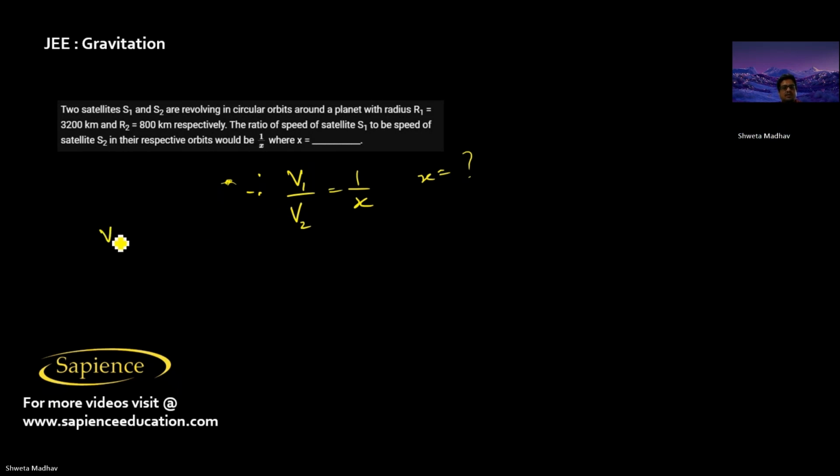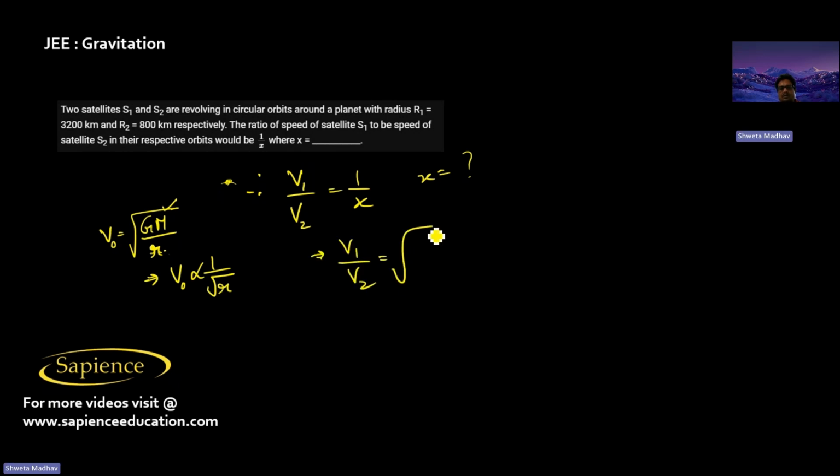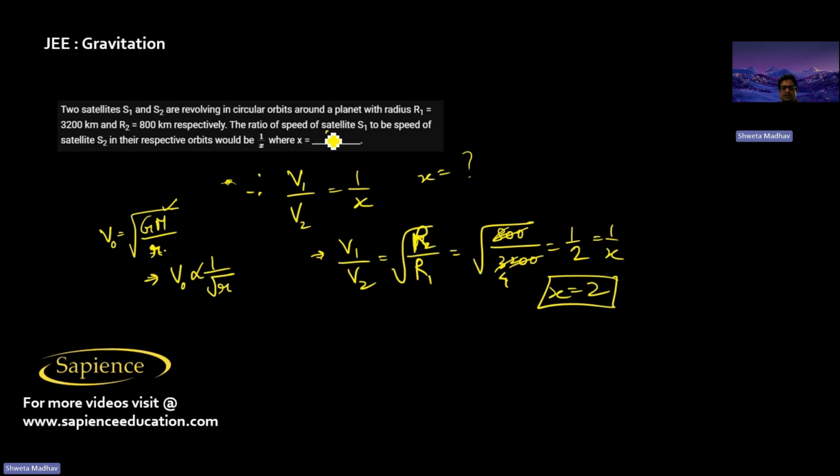So the orbital velocity, we know, is equal to root over GM by r, where M is the mass of the planet and r is the orbital radius. Therefore, v0 is inversely proportional to the square root of the orbital radius. So v1 by v2 is equal to square root of r2 by r1, which is square root of 800 kilometers by 3,200 kilometers. So the zeros will cancel, 4 into 32, which is 1 by root 4, which is 1 by 2, which is equal to 1 by x. So x will be equal to 2. The value of x is 2.